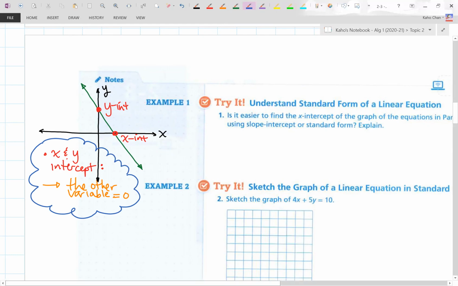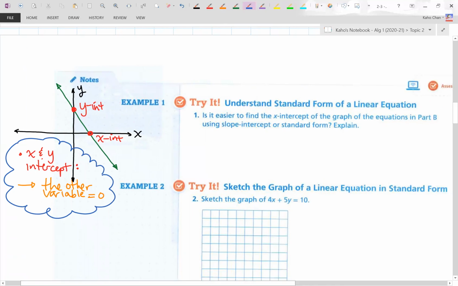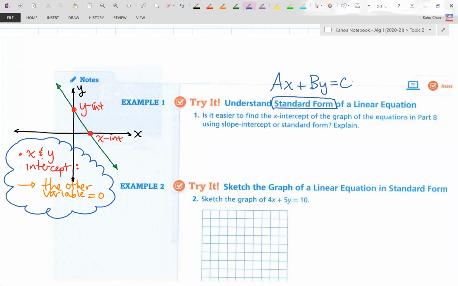All right. Now this particular section, 2-3, focuses on the standard form of a linear equation. Let's focus on what standard form means. Standard form is Ax plus By equals C. Question, is it easier to find the x-intercept of the graph of the equations in part B using the slope-intercept or standard form? Explain.